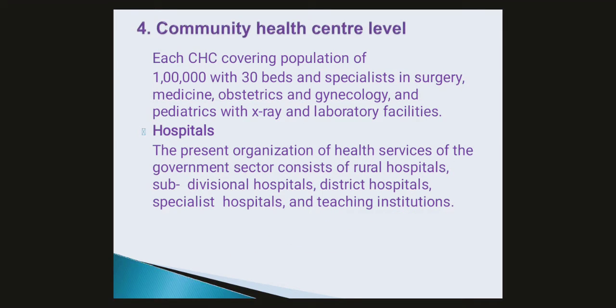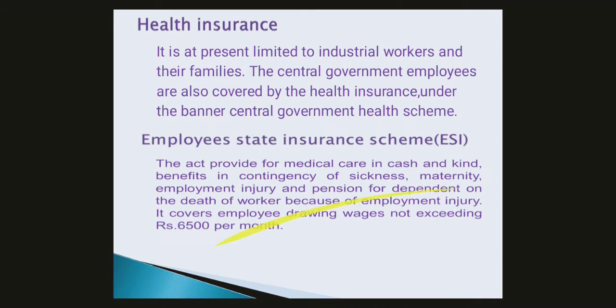Then the fourth point is the community health center level. In each, for 1 lakh population, there are 30 beds and specialists in surgery, medicine, obstetrics and gynecology, and pediatrics, with X-ray and laboratory facility. The present organization of health service in the government sector consists of the rural hospital, subdivision hospital, district hospital, specialist hospital, and teaching institutes.